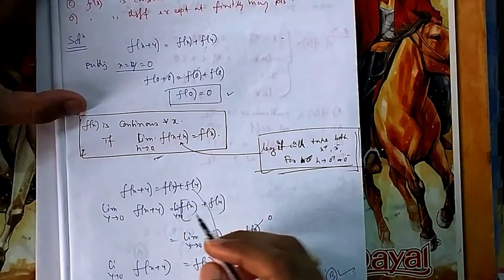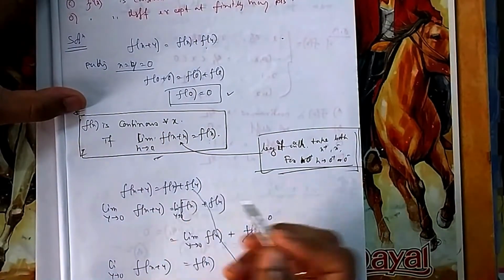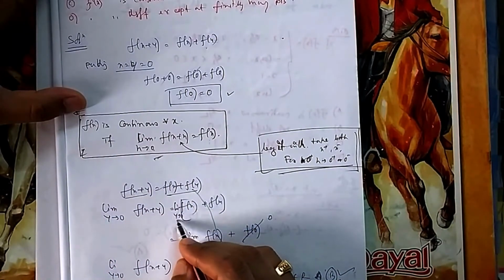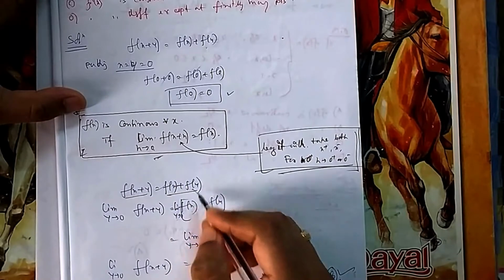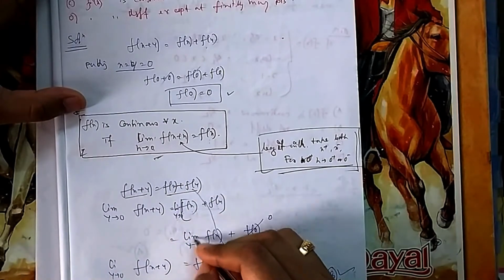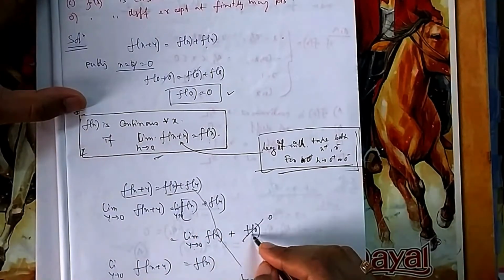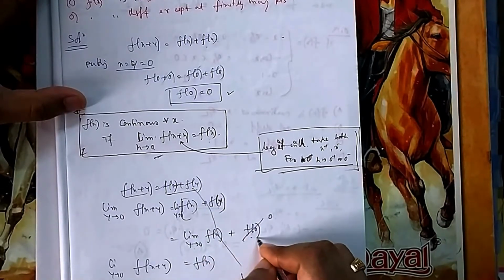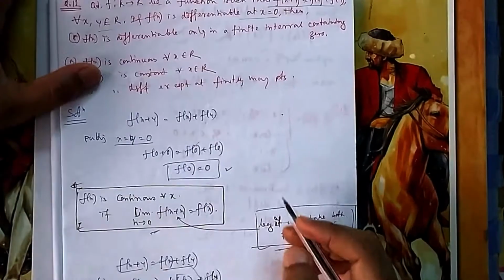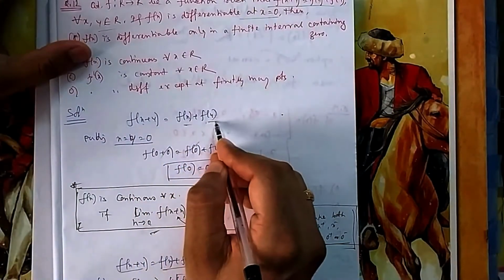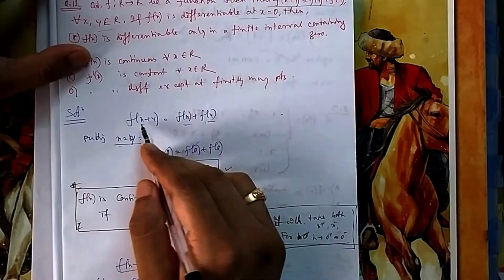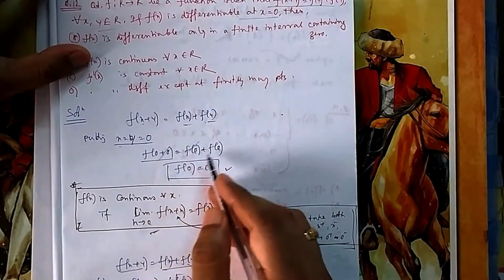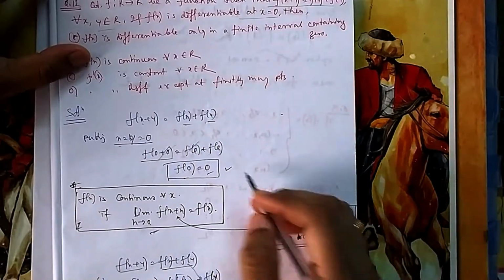To check that, here it is given f(x plus y) equals f(x) plus f(y). If the limit y tends to 0, then this is equal to the limit y tends to 0 of f(x) plus f(y). So the limit of f(x) is f(x), and the limit y tends to 0 of f(y) means if you put 0, it is f(0). Now what is the value of f(0)? To know the value of f(0), you try in this way. f(x plus y) equals f(x) plus f(y). If you put 0 plus 0, it is 0, so f(0) equals 0. So this one you know.